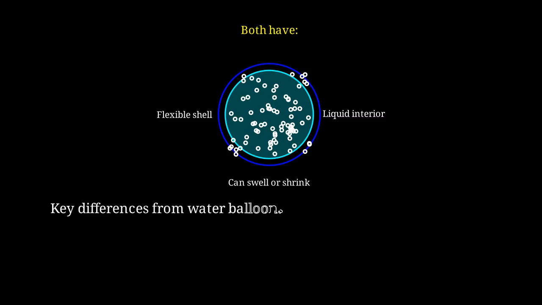However, there are critical differences. The hydrogel shell is permeable to small molecules, allowing exchange with the environment. The shell itself can respond to stimuli and change properties, and the shell is biocompatible for use in living systems.